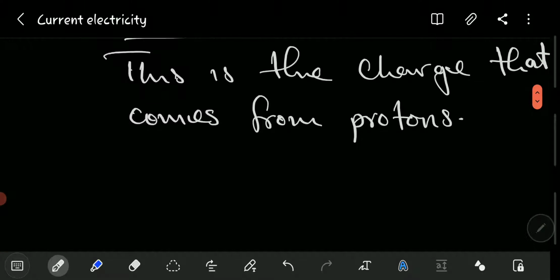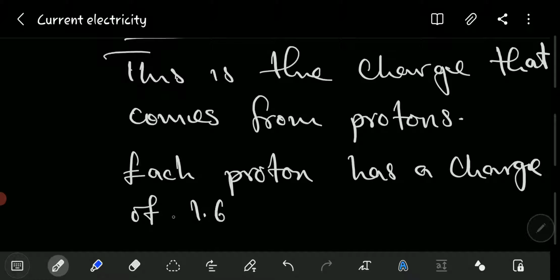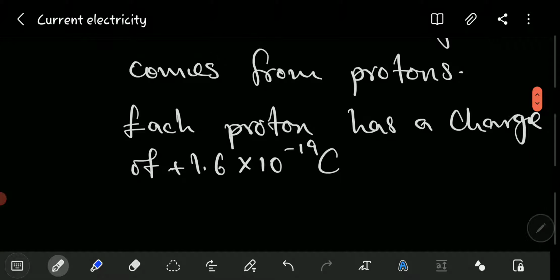Now, if these are charges coming from protons, how much charge does each proton have? So each proton has a charge of positive 1.6 times 10 to the power negative 19 coulombs. So each proton has a charge of plus 1.6 times 10 to the power negative 19 coulombs.